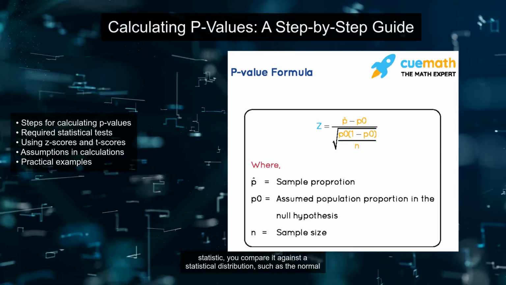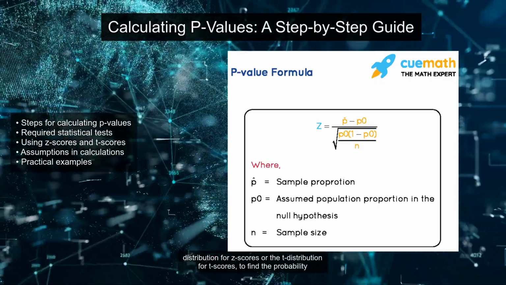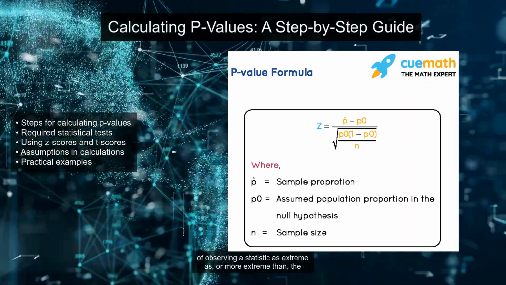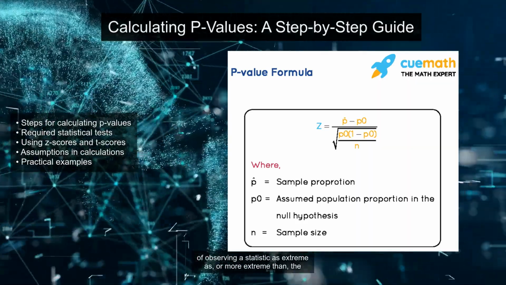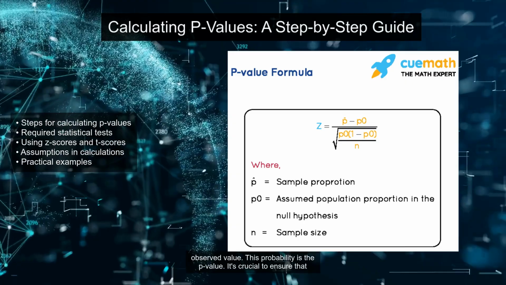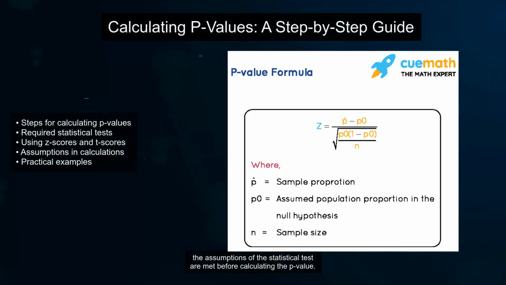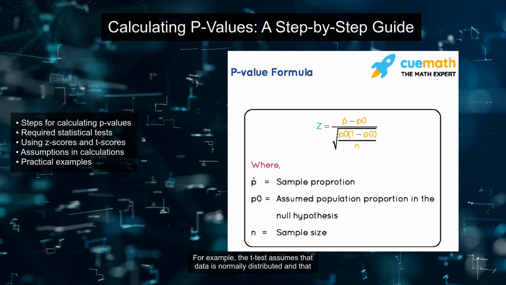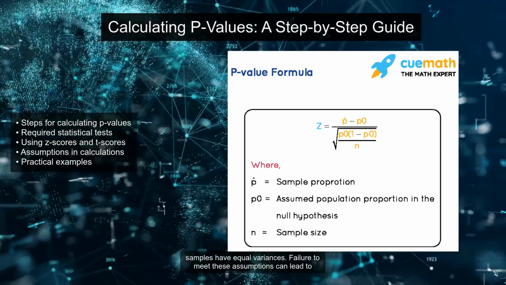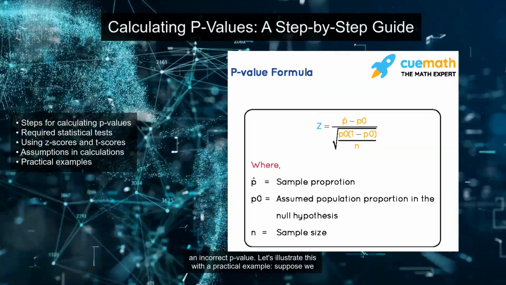Once you have the test statistic, you compare it against a statistical distribution, such as the normal distribution for z-scores, or the t-distribution for t-scores, to find the probability of observing a statistic as extreme as, or more extreme than, the observed value. This probability is the p-value. It's crucial to ensure that the assumptions of the statistical test are met before calculating the p-value. For example, the t-test assumes that data is normally distributed and that samples have equal variances. Failure to meet these assumptions can lead to an incorrect p-value.